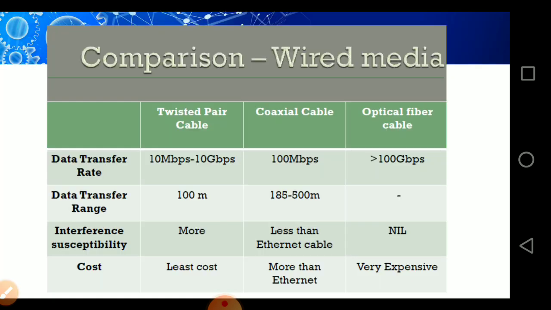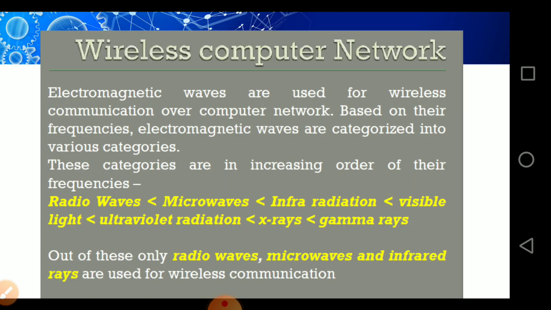Now this is the comparison between the three wired media, that is twisted pair, coaxial and optical fiber cable. You have the data transfer range, up to how much length it can transfer. Interference is a disturbance that happens during the transmission, that means whether some other data is being embedded in the data we actually have to send, and the cost, etc. So now coming to wireless communication networks.